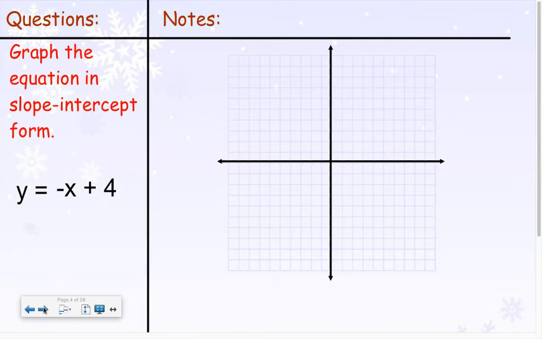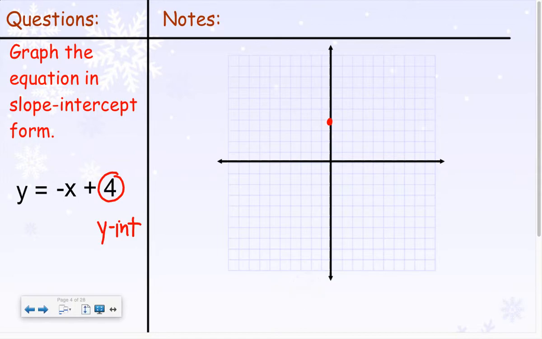All right, y equals negative x plus 4. The number all by itself, not with the x, is 4. So this is my y-intercept. I'm going to go to 4 on my y-axis and put a dot.